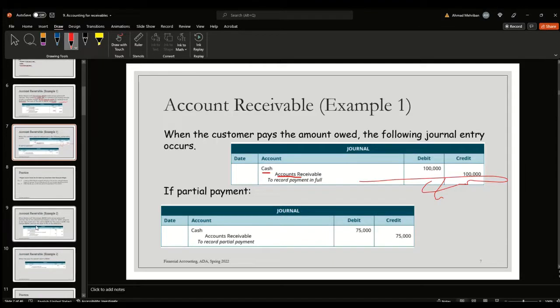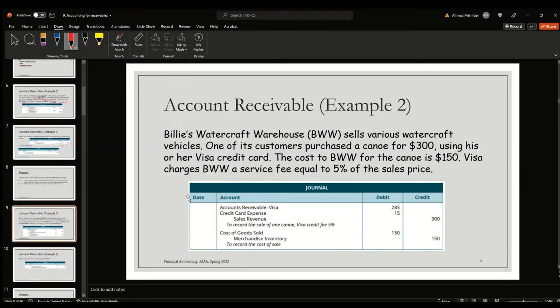Now, let's look at a similar example with just some kind of zing to it. The zing here is specifically related to the fact that the payment is done using the Visa credit card. Exactly the same type of example. There's a purchase of a canoe. In this case, it's a canoe for $300, and the customer used a Visa credit card. The original cost of this canoe is $150.